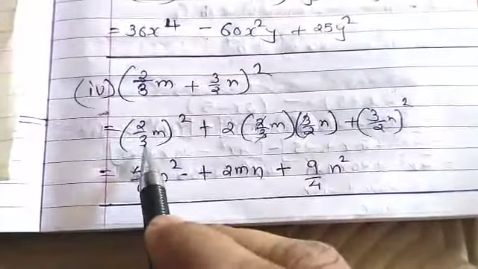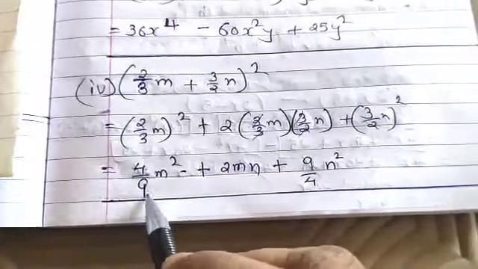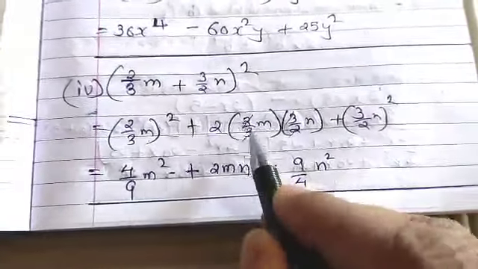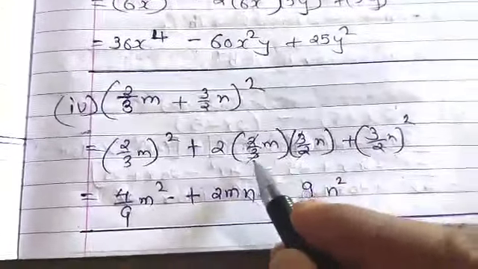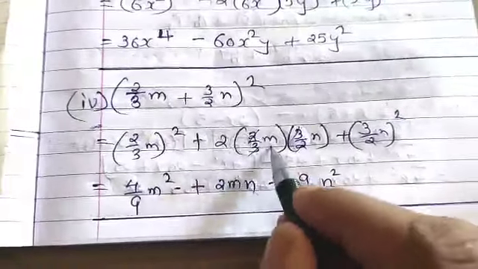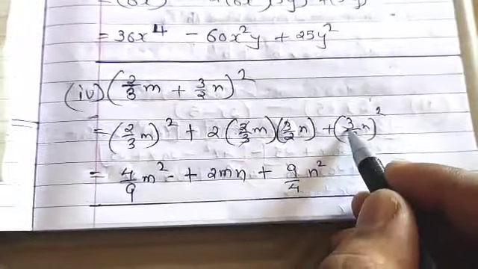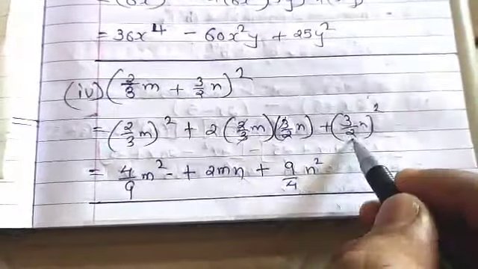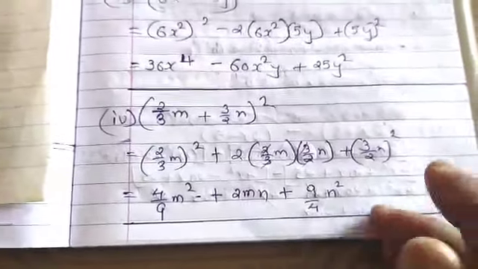Now the square of the first term, (2/3 m)², gives 4/9 m², plus here whatever is possible to cancel, you can cancel it. 3 and 3 will get cancelled and 2 and 2 will get cancelled. So what is left? 2 into m into n gives 2mn, and plus the square of 3 is 9, the square of 2 is 4, and the square of n is n², so 9/4 n². Now let us move toward the next sum.